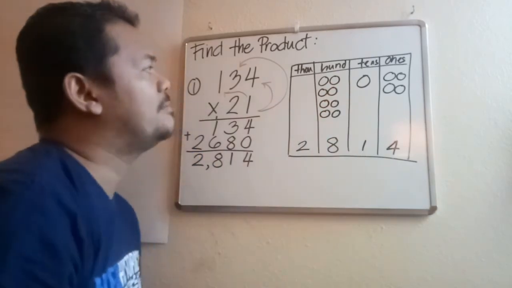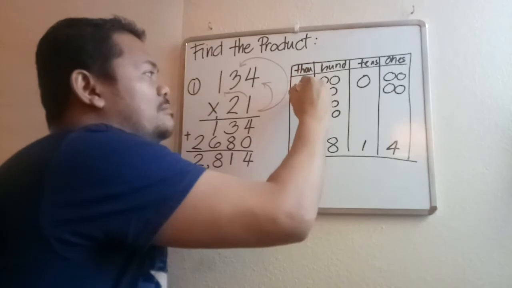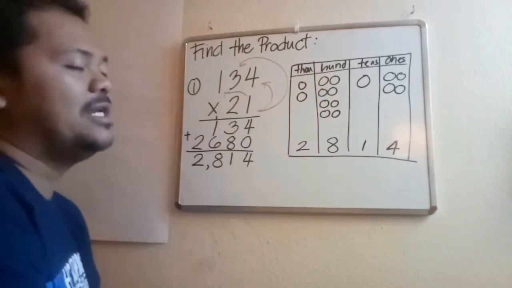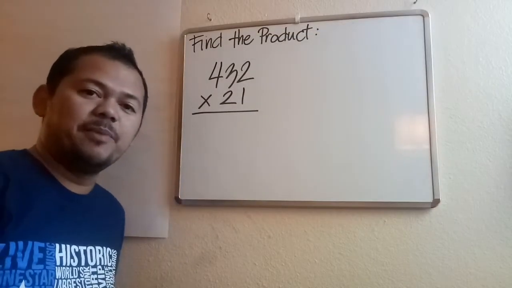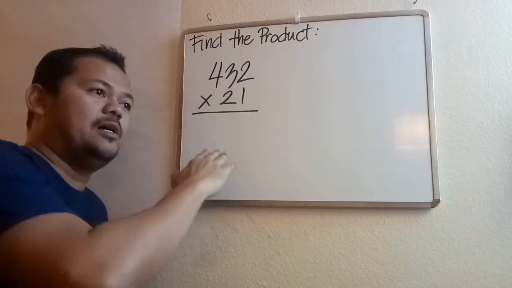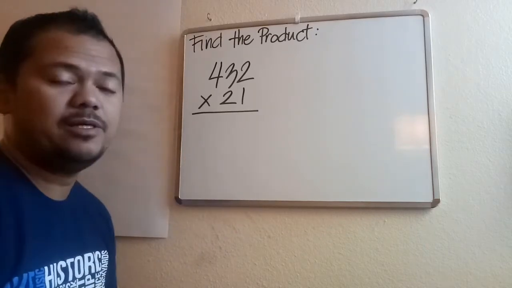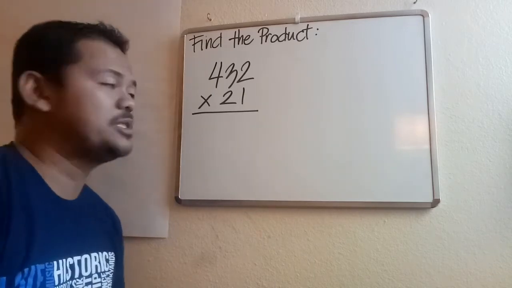There you go. And for thousands, we got here 2. It means we're going to write only 2. There you go. Here's your place value chart, and here's your standard algorithm. Okay? Get a piece of paper and your pencil so that you can do it with me. Answer it all together. We're going to answer 432 times 21.